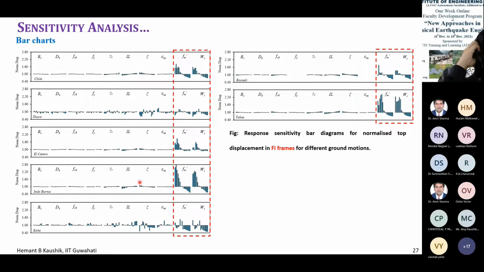We can say that this is perfectly all right, because in a full infill frame, initially most of the lateral loads are resisted by the masonry infill. So therefore, the input uncertainty in FM prime and WS will be mostly governing the output of the system.